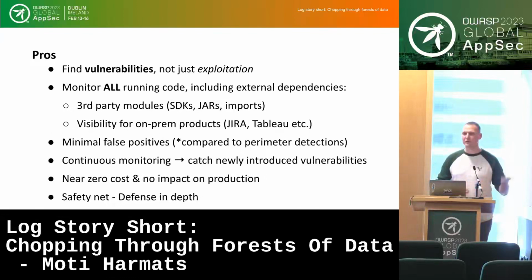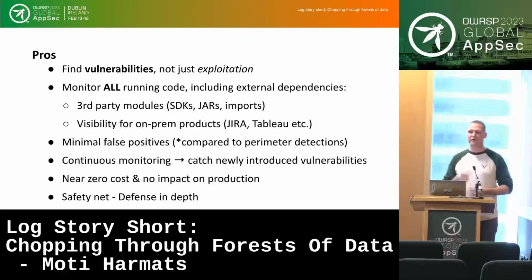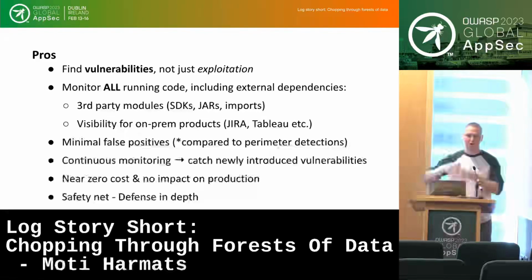So it's not a silver bullet, but it's really easy. First, you find vulnerabilities and not just exploits. Most of the numbers that we found were vulnerabilities and not exploitation attempts. In addition, you can monitor all your running code, everything that is in the runtime, including code that you don't control. For example, SDKs, jars, some kind of external import, something that you don't have other tools to work with, like static code analysis. You can also have visibility for entire on-premise solutions like Jira if you run it locally, or some black box that you put on a server. You can monitor its logs.